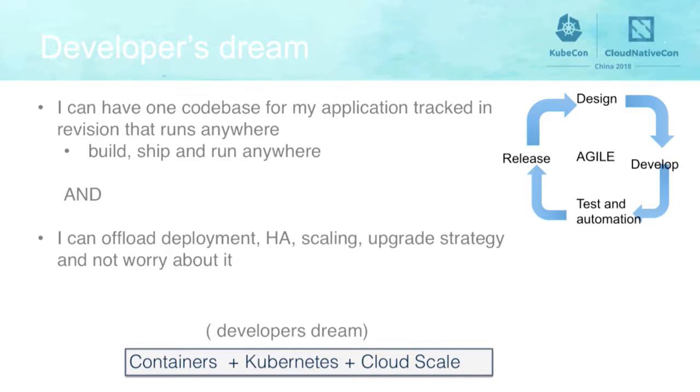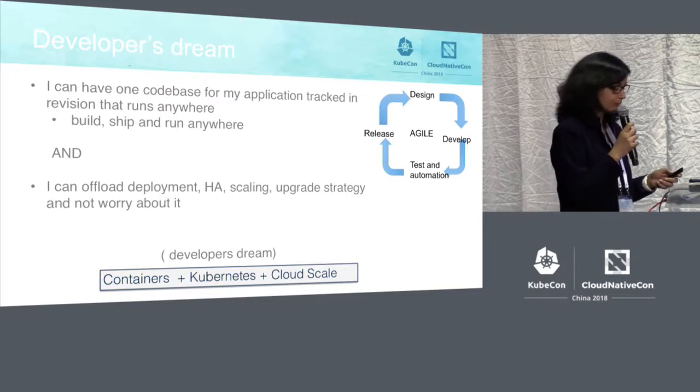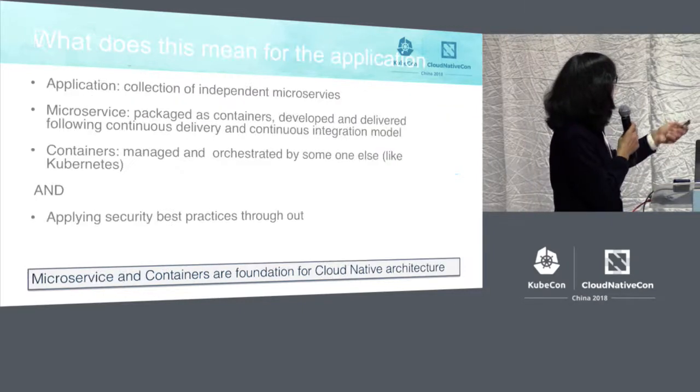Then the next one is, for me, it's really helpful if I can offload the deployment, HA, resiliency, and upgrade strategy to somebody else and not worry about it. That's another dream, and that's where containers, Kubernetes, and Cloud Sail come to mind for a production use case.